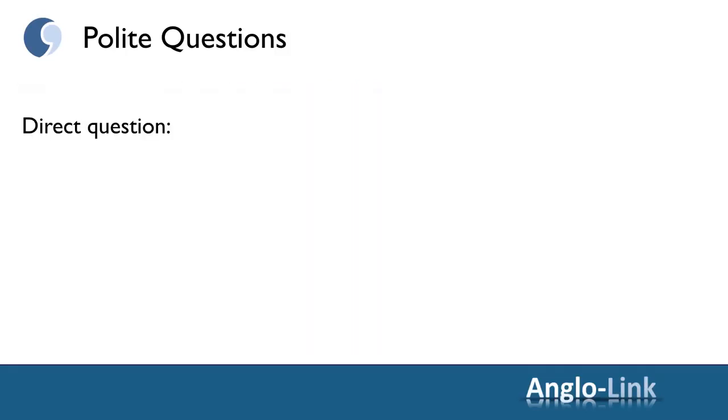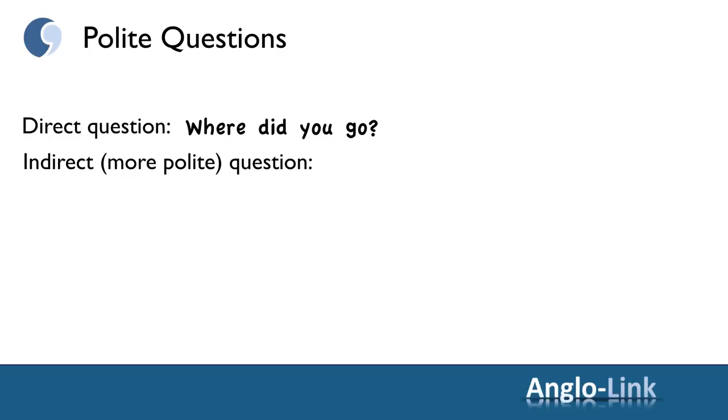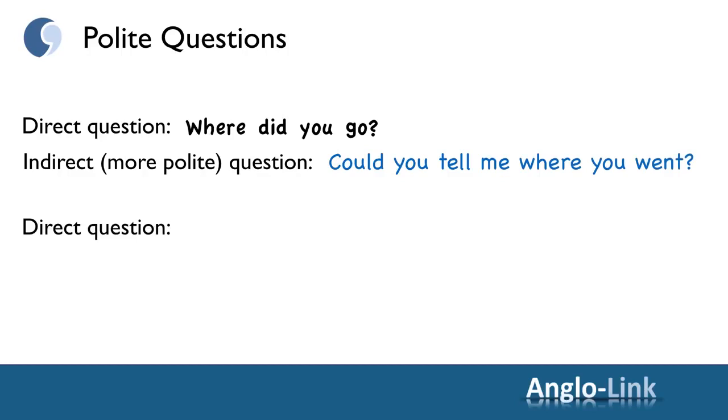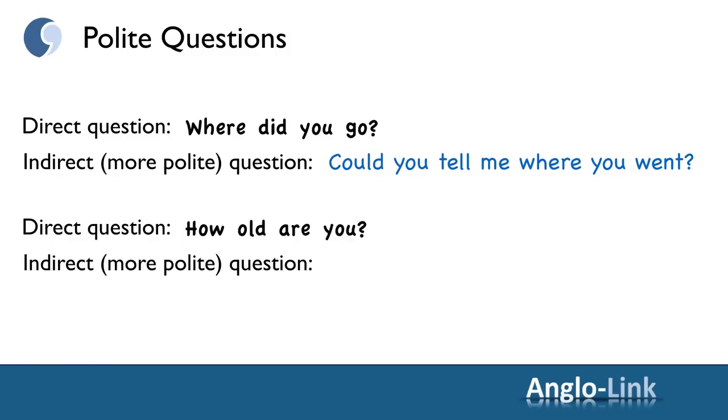The direct question would be, "Where did you go?" Indirect question, which sounds a lot more polite, is, "Could you tell me where you went?" Another example, the direct question is, "How old are you?" And the indirect question, which sounds more polite, "May I ask how old you are?"